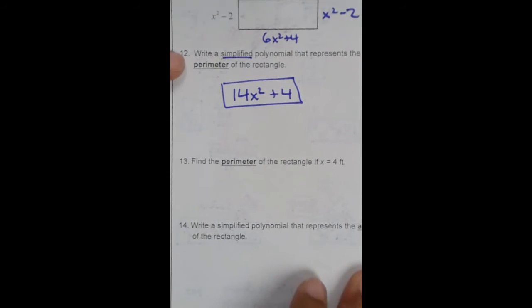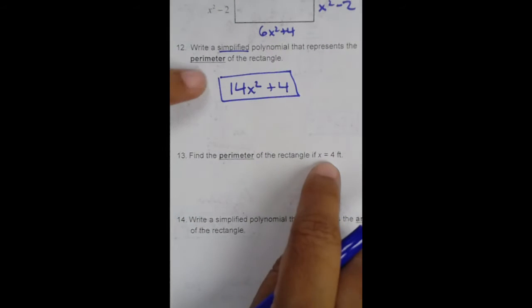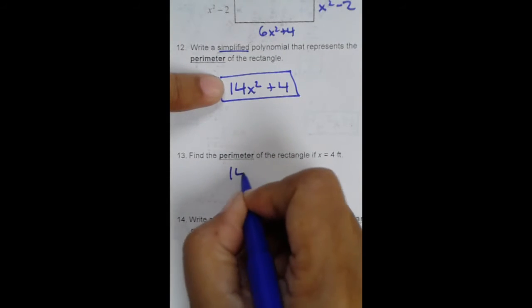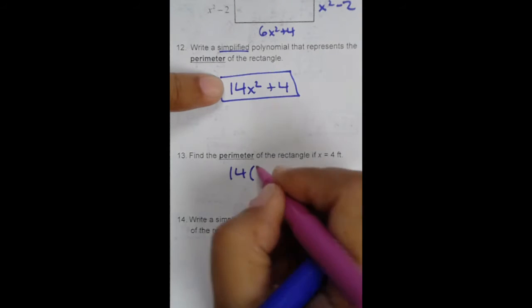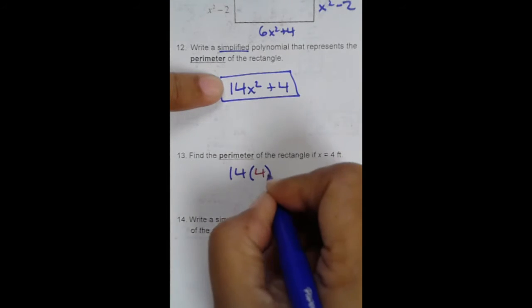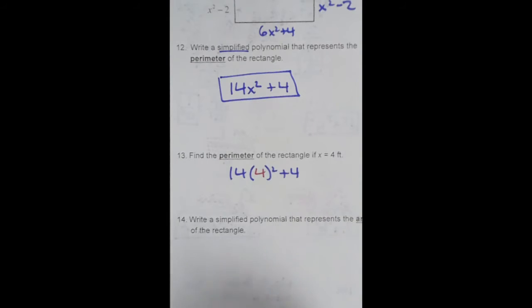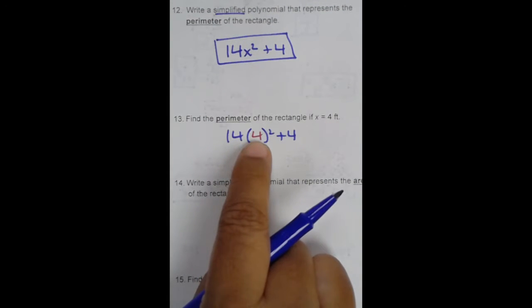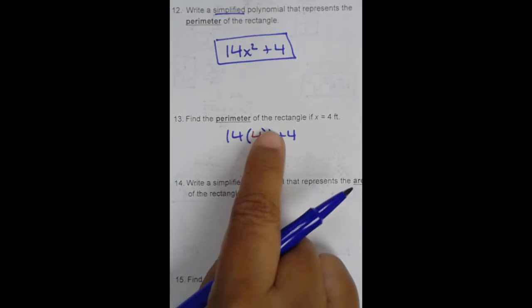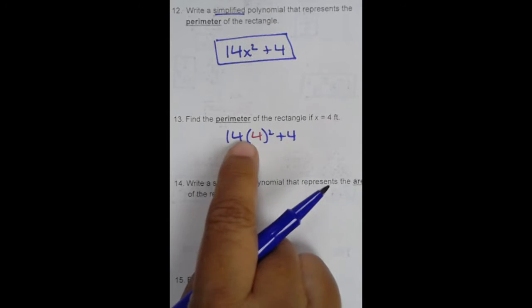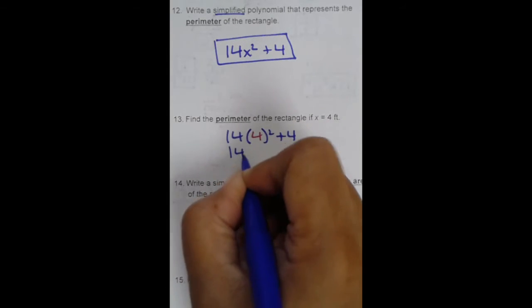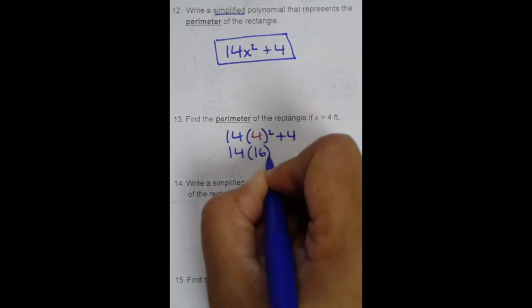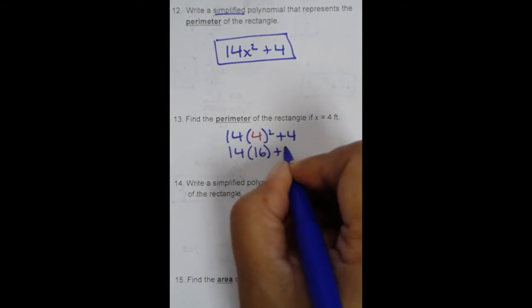All right, find the perimeter if x equals 4. So we're going to just plug it in here. So we have 14 times, and then we're plugging in the 4 in for that x there. Remember order of operations. You start with parentheses, which I have parentheses but nothing to simplify. Then exponents. We have to do exponents before we multiply, before we add. So 14 times 16, 4 squared is 16, plus 4.